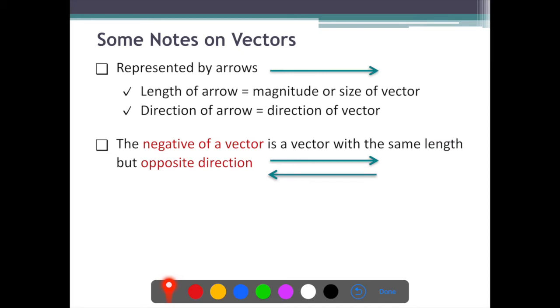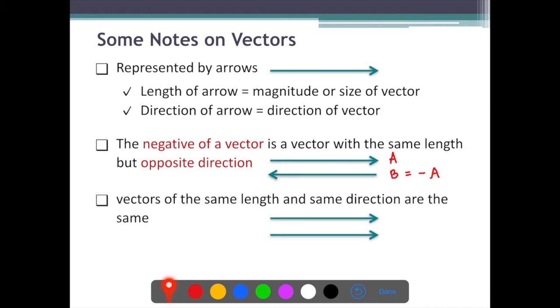Okay, so for example, this is vector A and that's vector B. Vector B is the negative of vector A. So when you say negative, it's only the direction that flips, but the magnitude stays the same. A vector is only the same if it has the same length and the same direction. So these two vectors here are the same, while these two vectors are not the same because although they have the same magnitude, they have different directions.